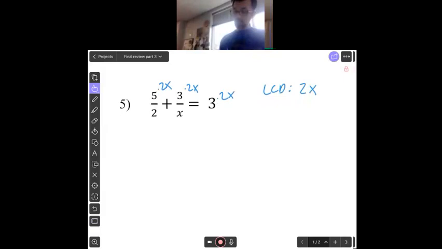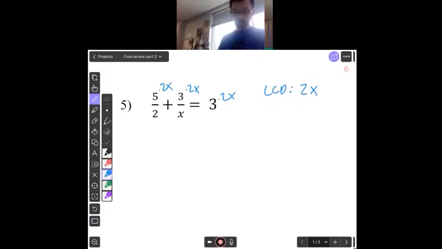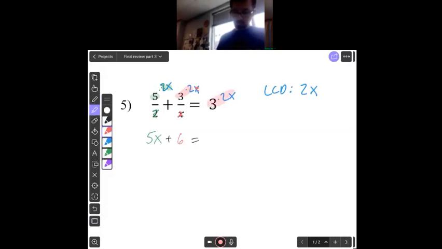And again, keep that y in mind to help you with the how. We're doing this to get rid of the denominators. So the 2's will cancel. That'll leave me with just the 5 and the x, so 5x. The x's would cancel, so that's just going to leave me with the 3 and the 2. And then on the right side, there's nothing to cancel, so it's just 3 times 2x.